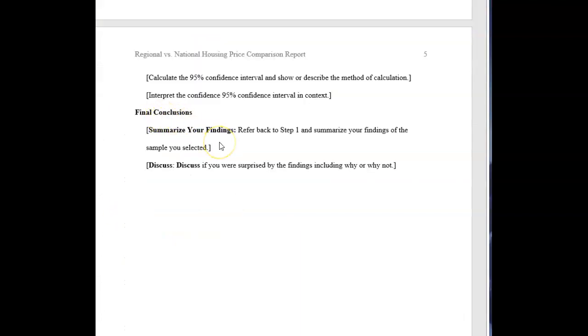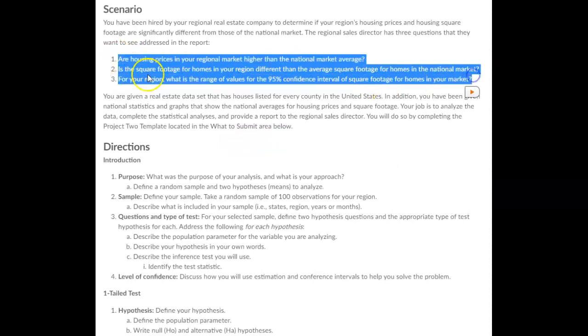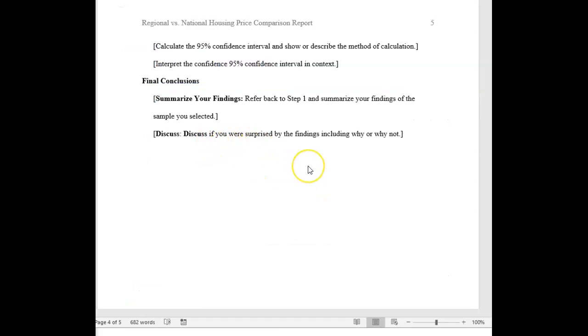And then just wrap up your project with a little summarization. Refer back to those 3 questions. Summarize your answers to those 3 questions here. Discuss if you were surprised by any of the results, why or why not. If you think there's anything else that would be important to look into to kind of confirm your results, discuss all that here, and that will conclude your project.